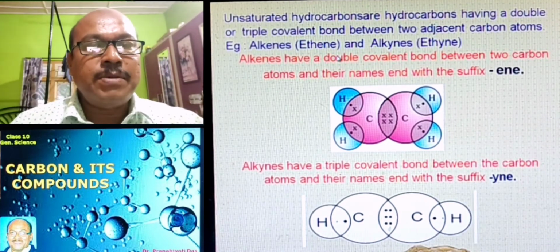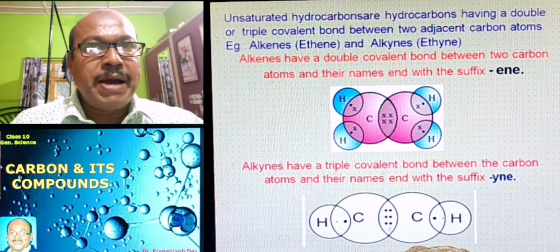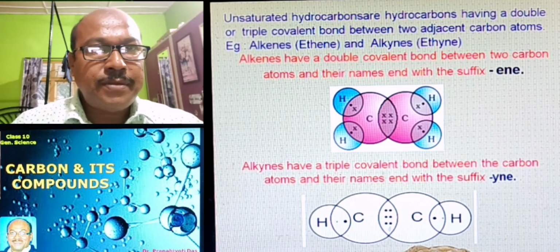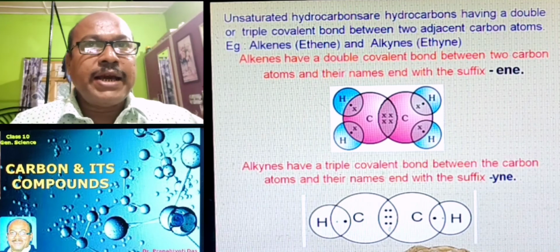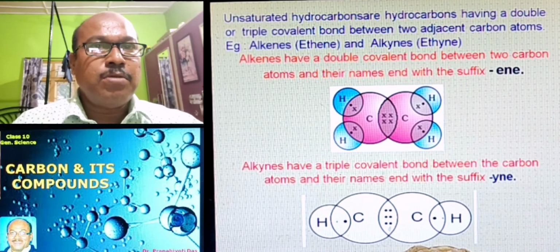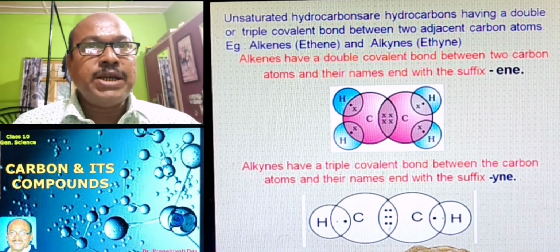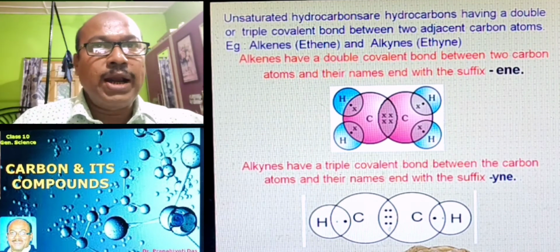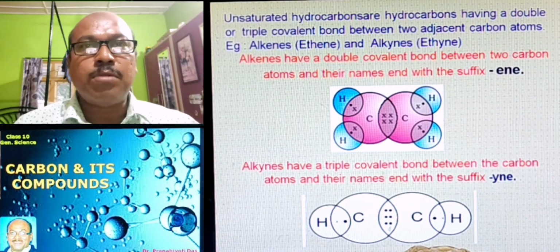Similarly, not only ethene, it may be propene, butene, pentene, hexene, heptene. While they were alkanes, it was methane, ethane, propane. But ethane is now becoming ethene because it is an alkene. Propane will become propene, butane will become butene, pentane will become pentene, like that. These are all alkenes having a double bond between carbon and carbon.